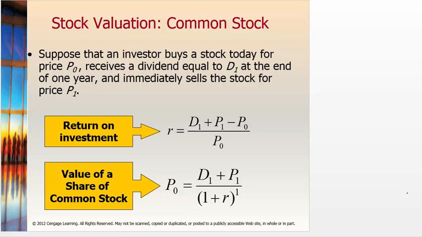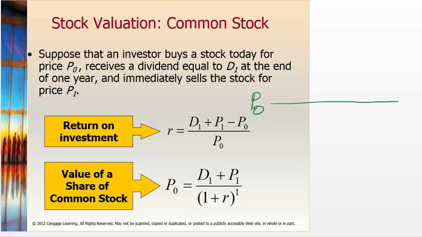So how do we value common stock? The return on investment for a common stock is here. The return is equal to the dividends over the initial price. So basically, you have a dividend in period 1. Let's say you buy the stock in period 0.